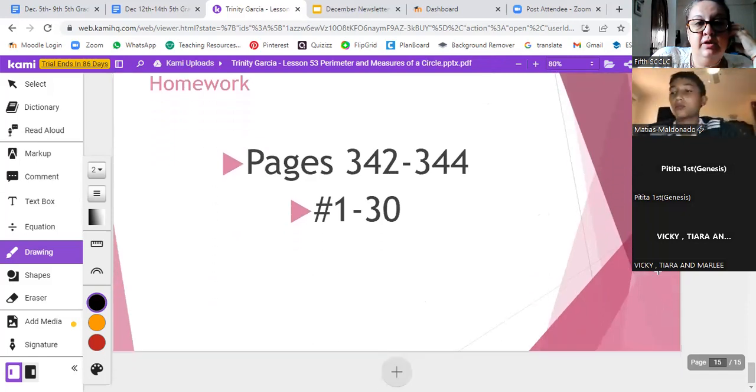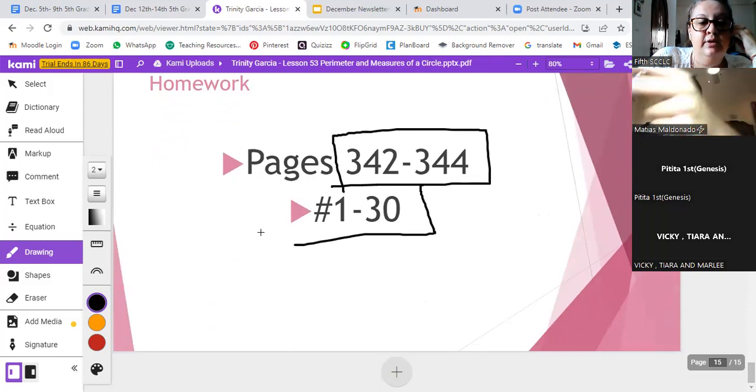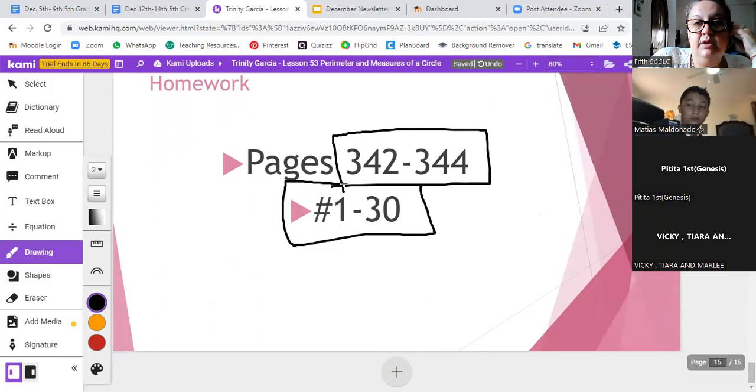Here is the homework. Pages 342 to 344, 1 through 30. We're going to correct it tomorrow, so make sure you do it today. If you do not come to school tomorrow, you're going to upload your corrected math. When you're done correcting it, you only have to upload the corrected ones because I don't have time to look at everything. So just the corrected ones.